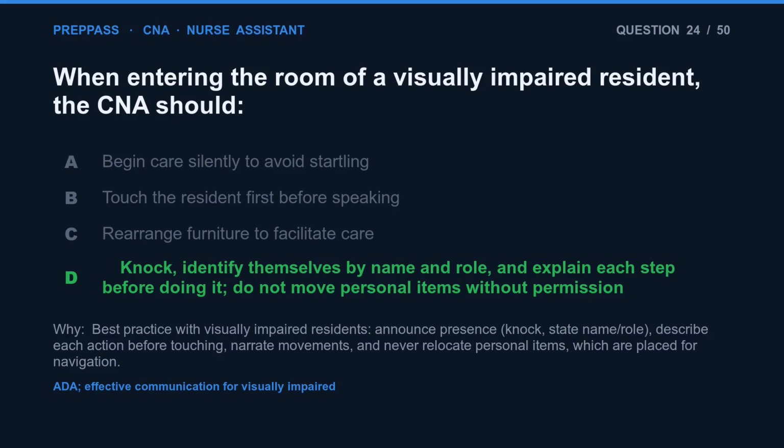The correct answer is D. Best practice with visually impaired residents: announce presence, knock, state name and role, describe each action before touching, narrate movements, and never relocate personal items, which are placed for navigation.